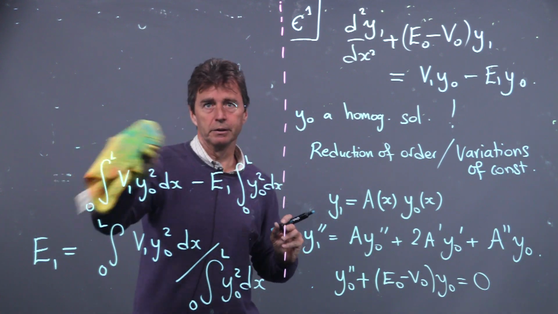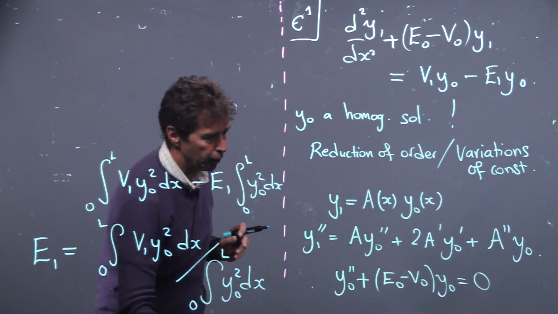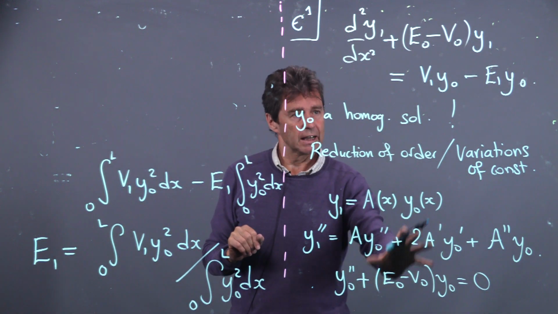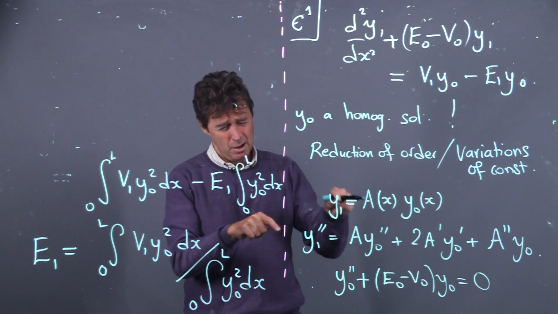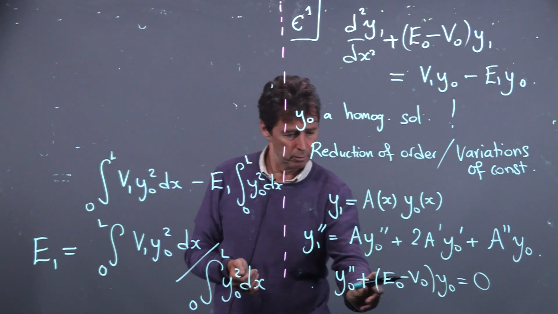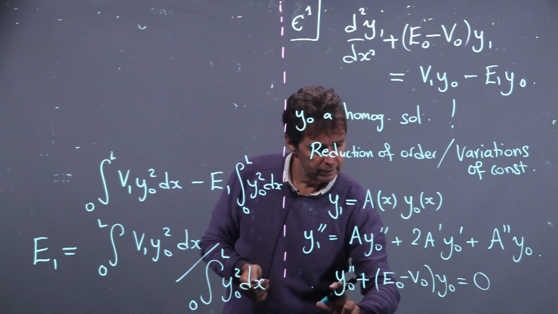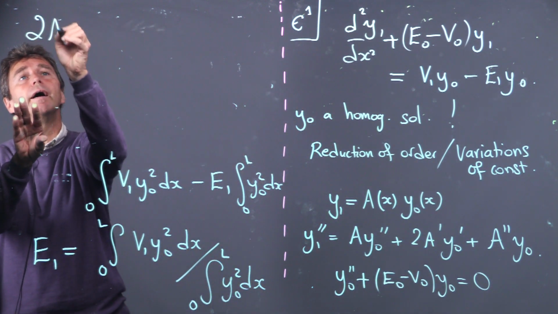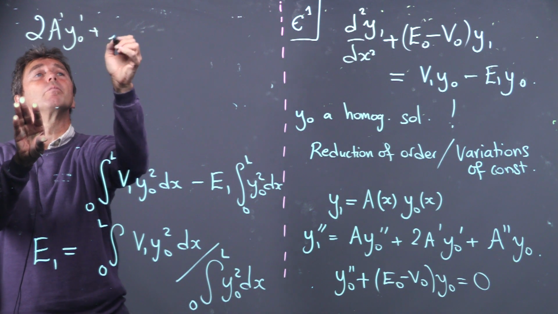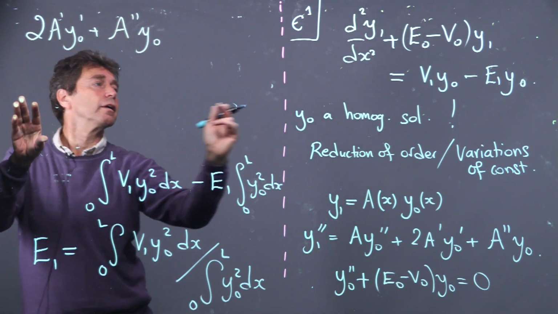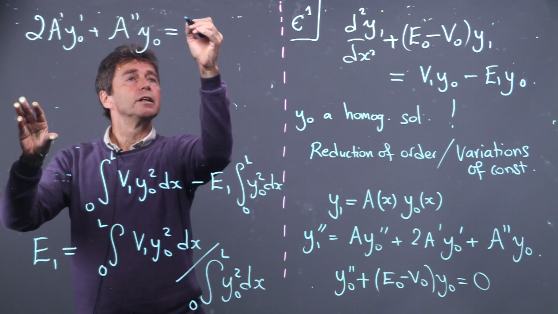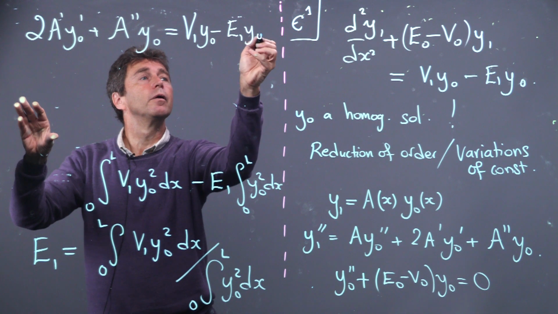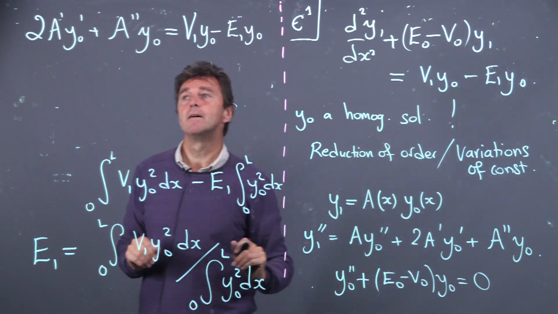There's one thing I mainly want to do with this. Since we can't make much analytical progress without choosing a particular V1, we're not going to select a V1. But what I want to emphasize is how, in principle, one could solve this particular problem, and how we've managed to solve it by picking the right E1. So, with that in here, what's left over? We've got 2a' y0' plus a'' y0 on this side, which equals (v1 minus e1) y0. That's the equation with this put in.